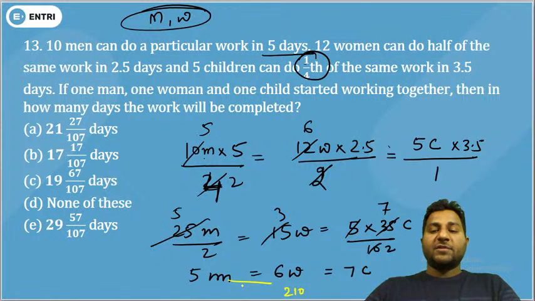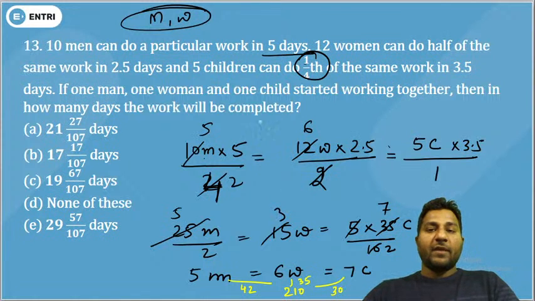So men's efficiency was like 42, women's efficiency was like 35, and children's efficiency was like 30. Okay, so we have figured out, if one man, one woman and one child started working together, then in how many days the work will be completed.